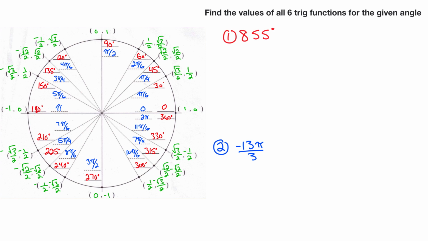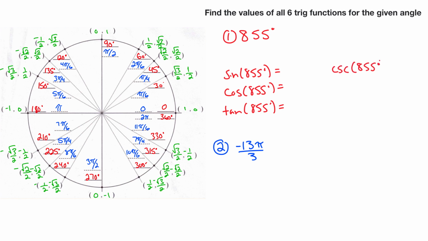What that means is I want to find sine of 855 degrees. I want to find cosine of 855 degrees. I want to find tangent of 855 degrees. I want to find the cosecant of 855 degrees. I want to find the secant of 855 degrees. And I want to find the cotangent of 855 degrees.